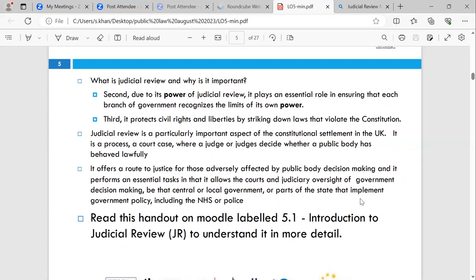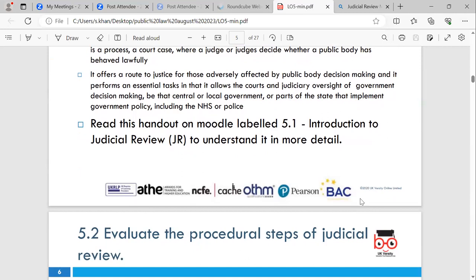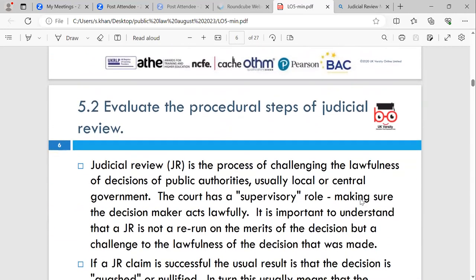It is a process, a court case where a judge or judges decide whether a public body, as we mentioned earlier, has behaved lawfully. It offers a route to justice for those adversely affected by public body decision-making, and it performs an essential task in that it allows the courts and judiciary oversight of government decision-making, be that central or local government or parts of the state that implement government policy, including the NHS or the police. And there's a handout on Moodle, labelled 5.1, the introduction to judicial review, so that you can understand more around the area, and there's more detail on that.